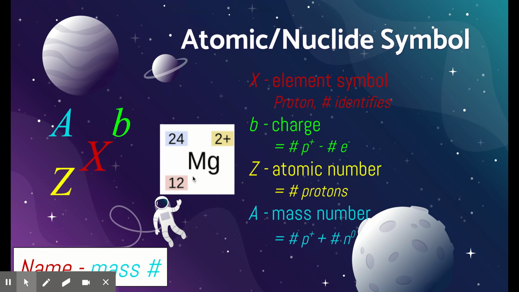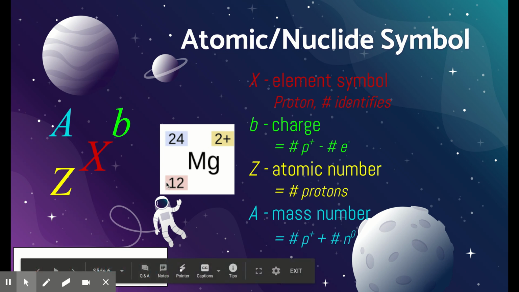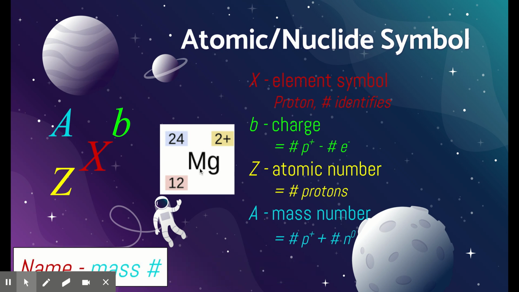For any atom, I can also write a name, not a symbol. To do that, I'm going to write the name of the element, a dash, and the mass number. If it has a charge, I'm also going to add the word ion to the end of it. So if I were to name this symbol right here for magnesium, it would be magnesium-24 ion, because it has a charge of +2.